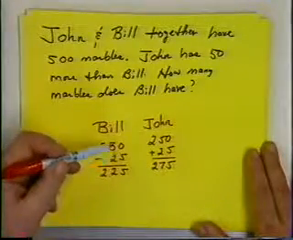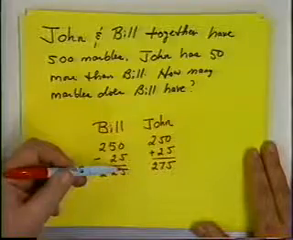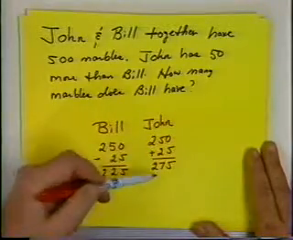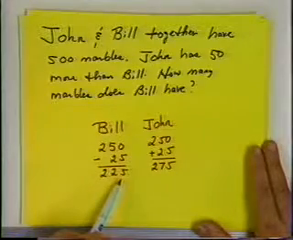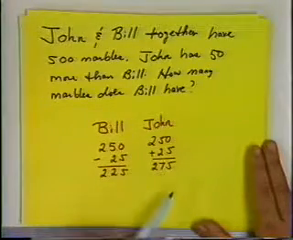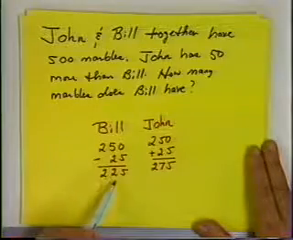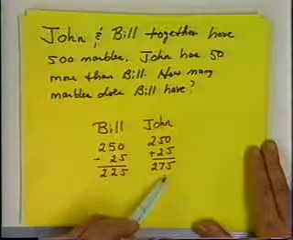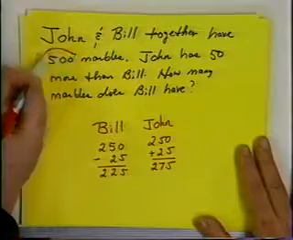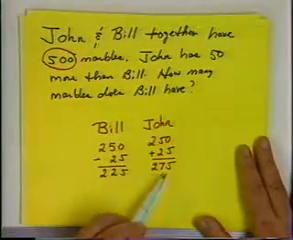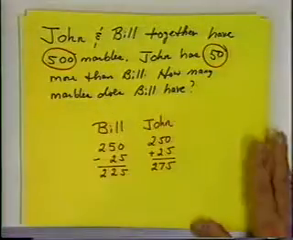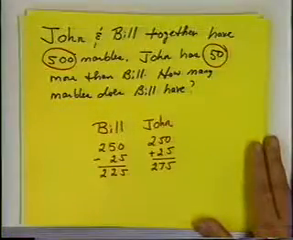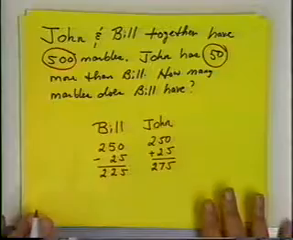If I subtract 25 from 250, I get 225. If I add 25 to 250, I get 275. I claim that Bill must have 225 marbles and John must have 275. Let's check it. The 225 plus the 275 adds up to 500, which checks with this result. And 275 minus 225 is 50, which checks with the result that John has 50 more than Bill. So I've solved that problem.